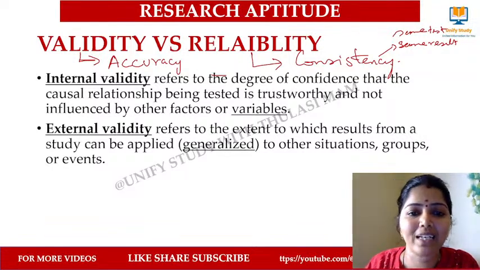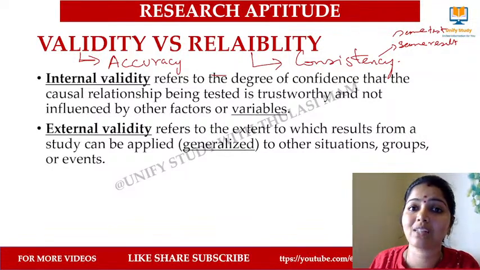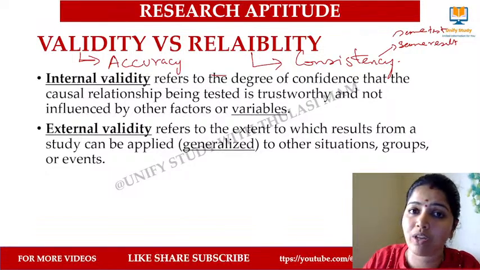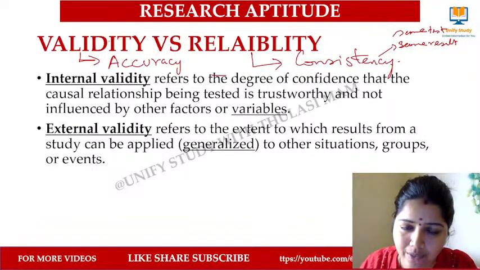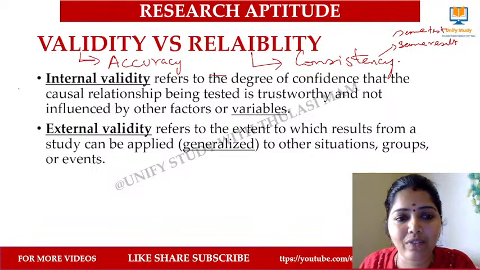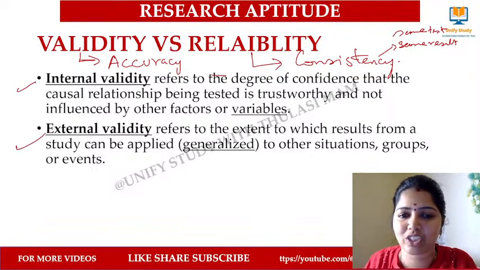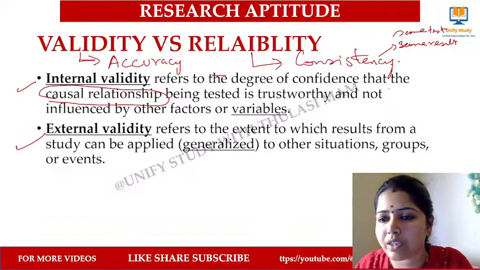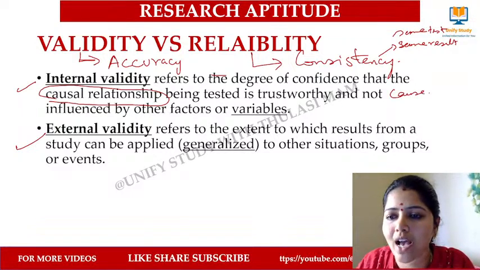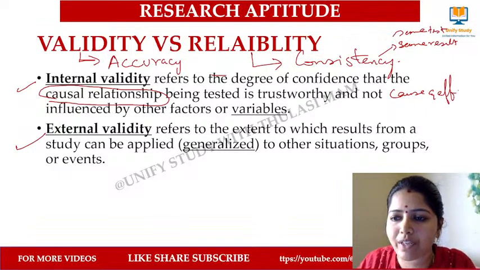What do you mean by validity? Validity means whether this instrument or this tool is accurate to do this research or not, and that we call accuracy. We have internal validity and external validity. Internal validity refers to the cause and effect that occurs. It talks about the cause and effect of a research.